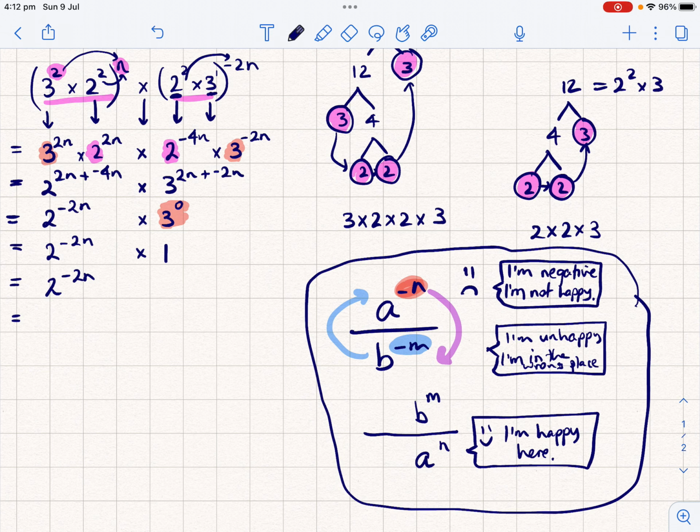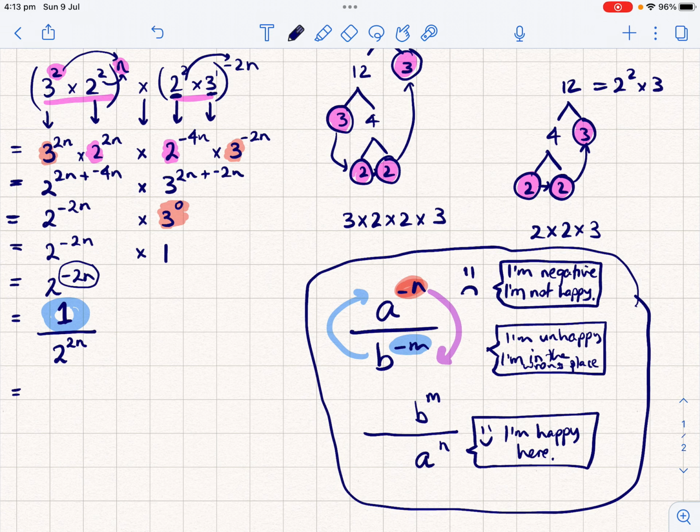So how do I do that with this problem? Well, I have a negative power. This negative power, I'm going to move to the bottom line of the denominator and make it positive. But I can't just leave an empty space up the top here. I have to have something on the numerator of the fraction. So my core base number is just going to be a 1. So my final answer is 1 over 2 to the power of 2n.